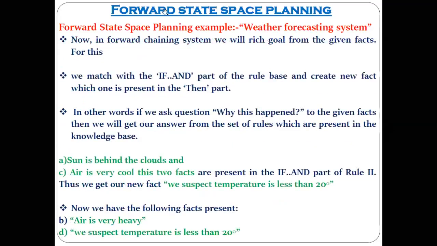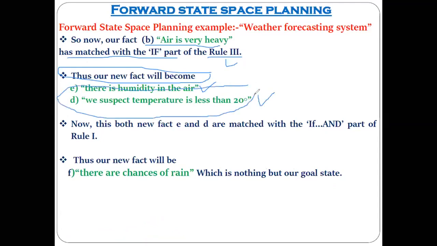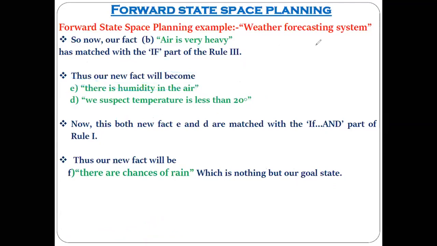As we have compared, out of these two facts, one fact is matching the knowledge base. Now if this B fact is matching with the knowledge base, we will compare with the if part of rule 3. Same thing we have done, and now we will get the new facts available. Out of those new facts, one is: there is humidity in the air, and we suspect temperature is less than 20. Up to this, all of you understood? Yes, sir. Now we have to see which rule these two new available facts are matching.